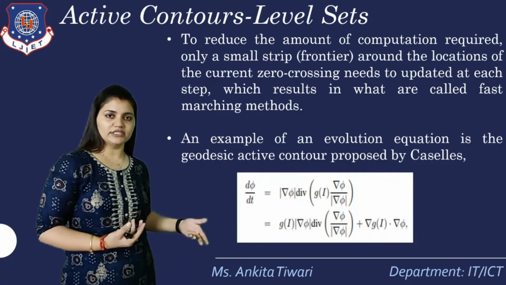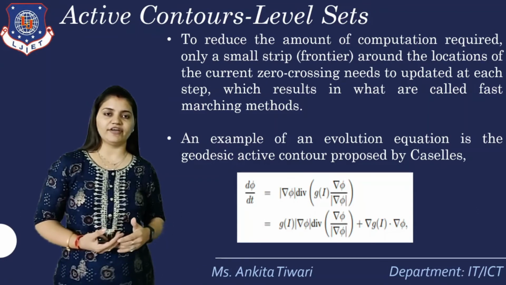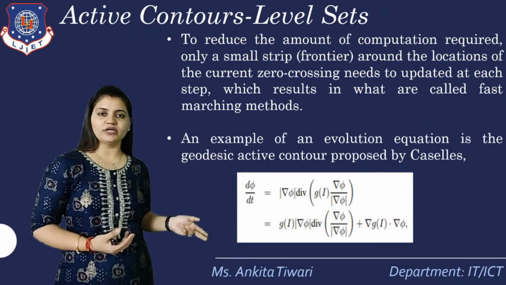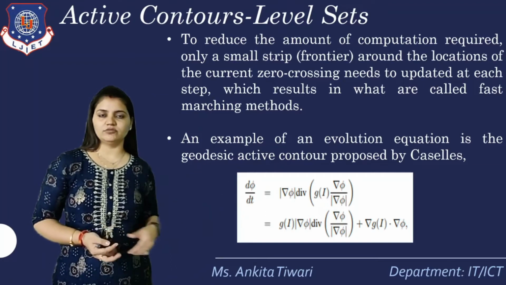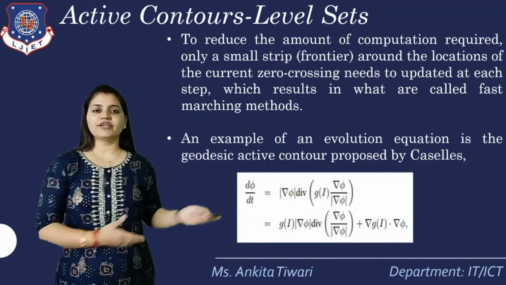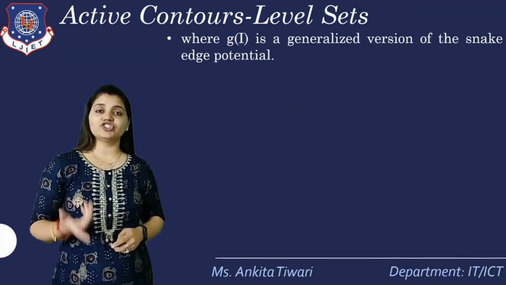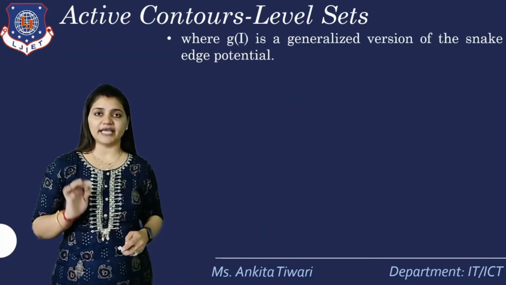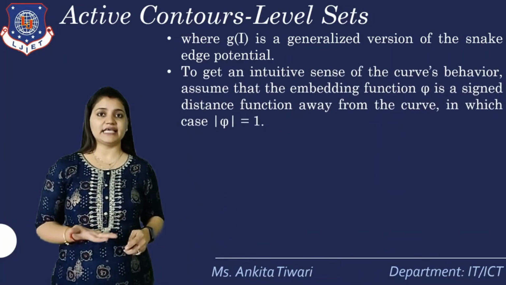It will be multiplied with the delta of phi, so delta of phi upon modulus of delta of phi, plus, because we are multiplying both the terms, g of I times delta of phi. Both the terms will be multiplied with the inside term, so we'll get this product. Whenever we are talking about g of I, it is the generalized version of the snake edge potential, because we are basically using the formula which we derived in the snake as well.